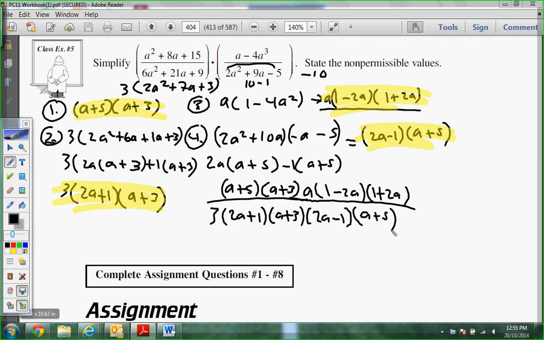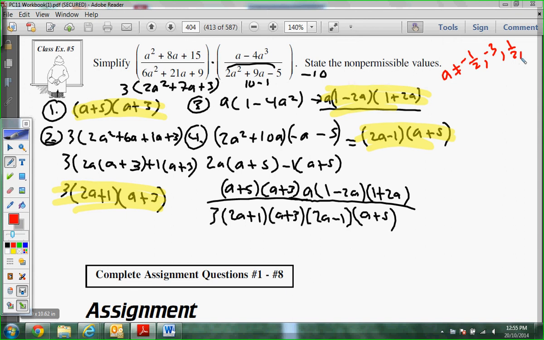All right. Now let's get this thing simplified. Now let's do our permissibles first. a can't be 0. All right. What, Eli, what's this one? Negative half, good. Sarah, what's this one? Negative 3. Talia, what's this one? 1/2, good.